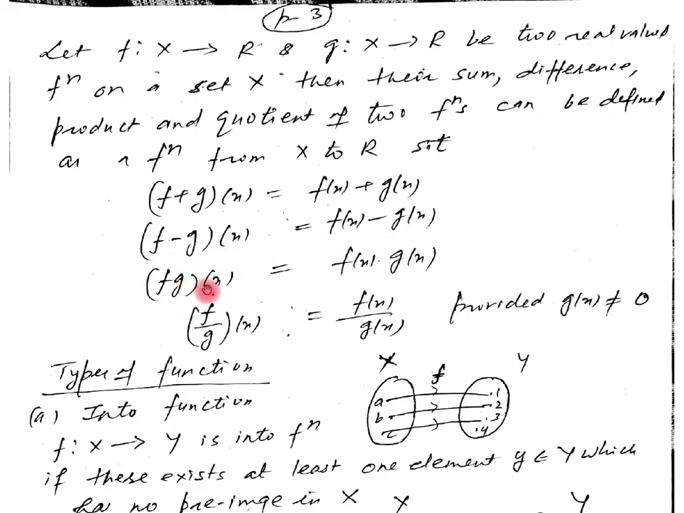(f · g)(x) can be written as f(x) · g(x). f/g is known as the quotient function. (f/g)(x) can be written as f(x)/g(x), provided g(x) can never be 0, because the denominator cannot be 0. This is the sum of two functions. This is the difference of two functions. This is the product of two functions. This is the quotient of two functions.